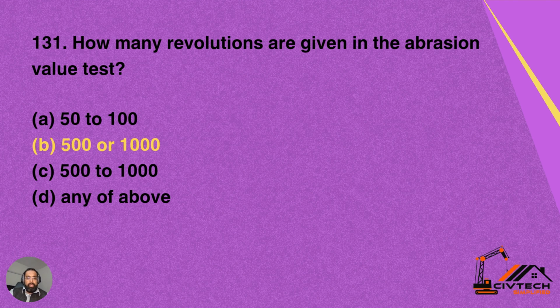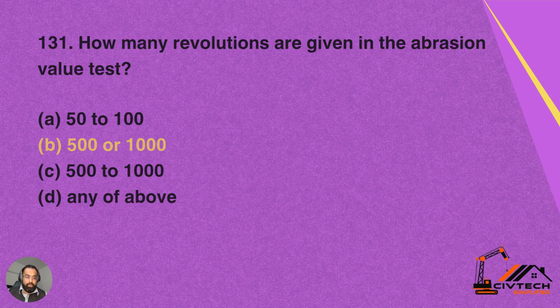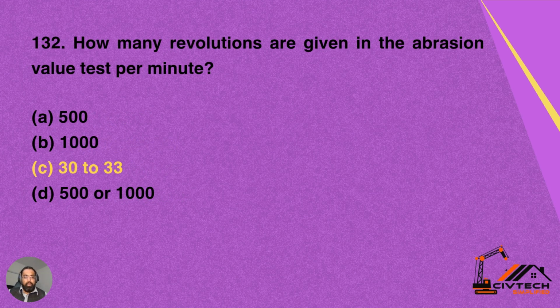Question number 131. How many revolutions are given in the abrasion value test? Option A is 50 to 100, option B is 500 or 1000, option C is 500 to 1000, option D is any of the above. So option B, 500 or 1000, is the correct answer for the abrasion value test. Option B is correct for this question.